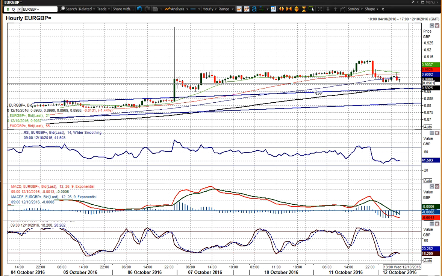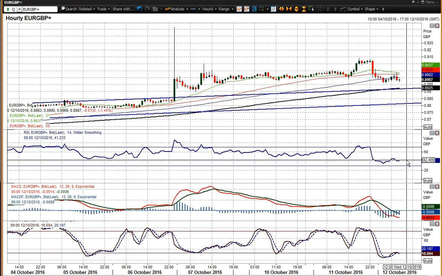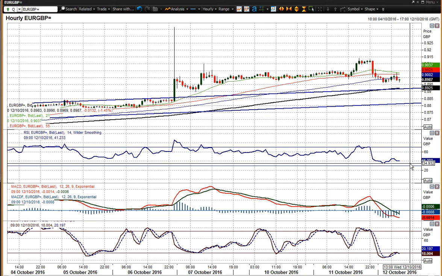But if that support breaks, then I think you're looking out for 89 big figure to come in as your main support line. That would be your major support, because that was the post spike low on euro sterling. Now you've had these indicators unwinding on the hourly chart, and it'll be interesting to see now if the sterling can continue this little rally that it's had.